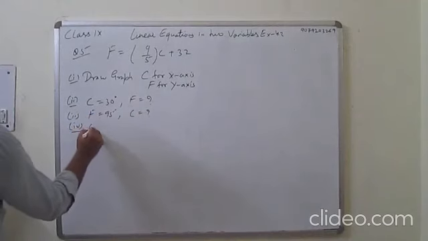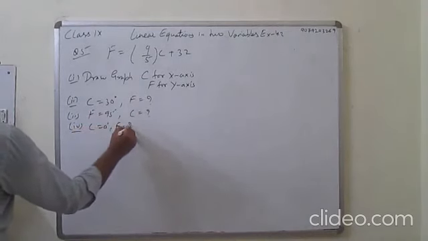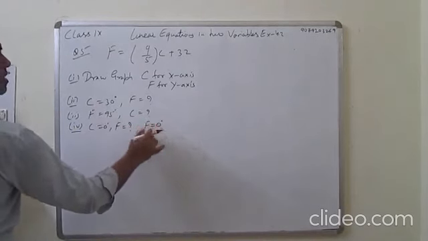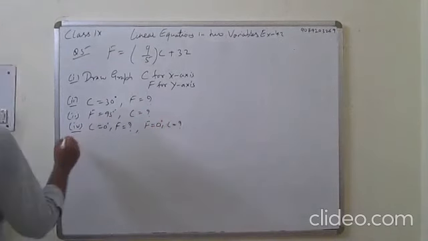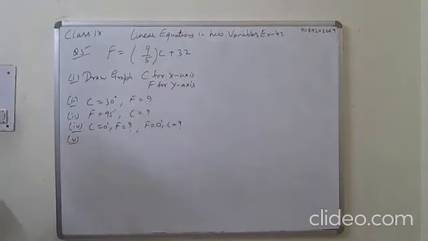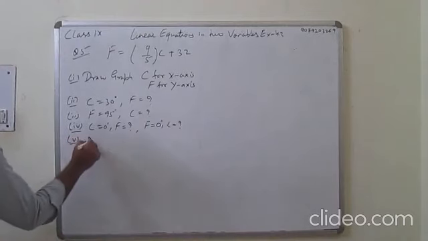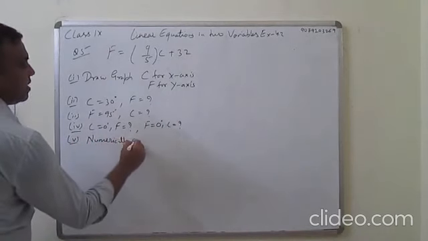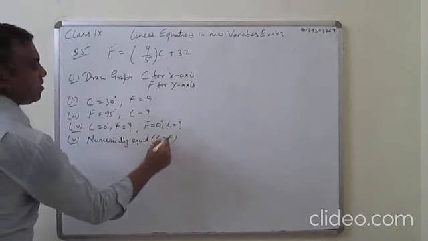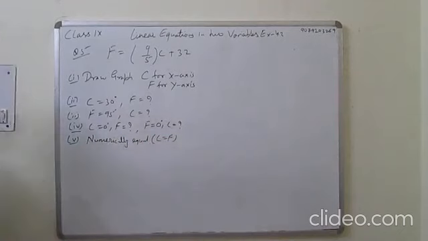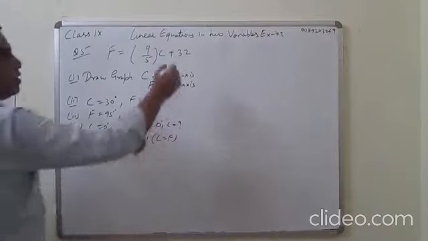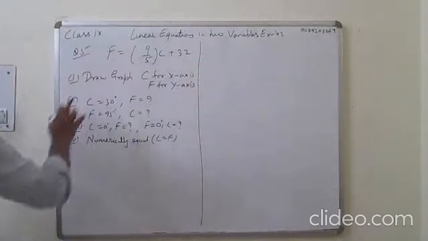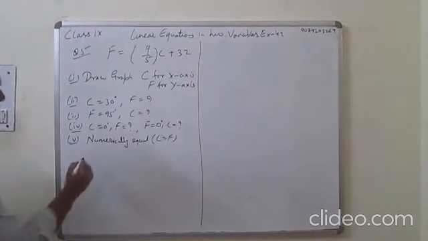If Celsius is 0 degree, then what is Fahrenheit? And if Fahrenheit is 0 degree, then what is Celsius? Fifth, numerically where the Fahrenheit and Celsius are equal, that is C is equal to F. Where will C and F be equal numerically in the graph? Now, first we draw the graph for Fahrenheit and Celsius. So, make a table.